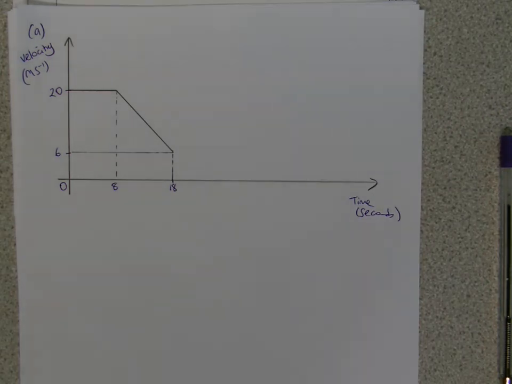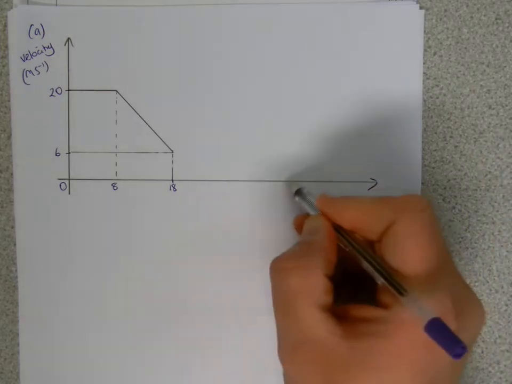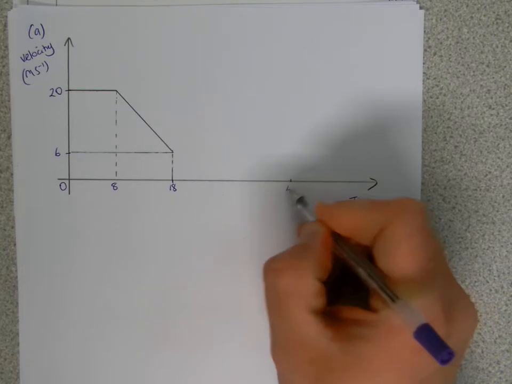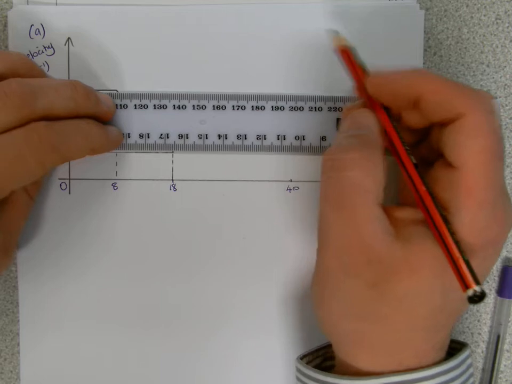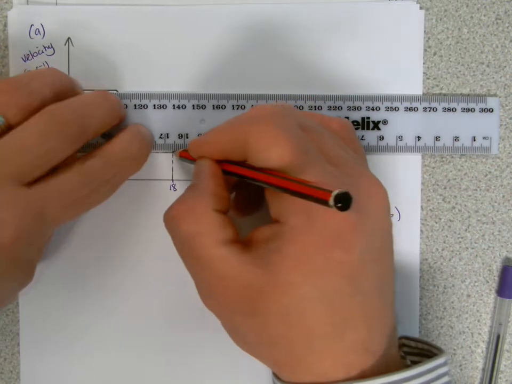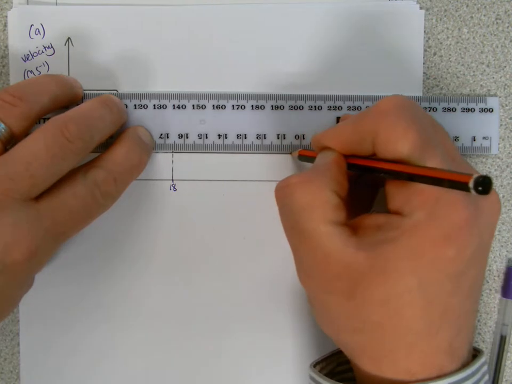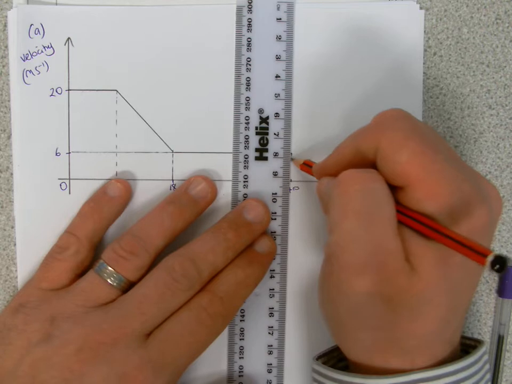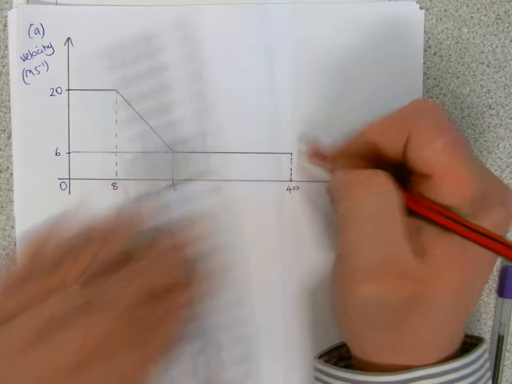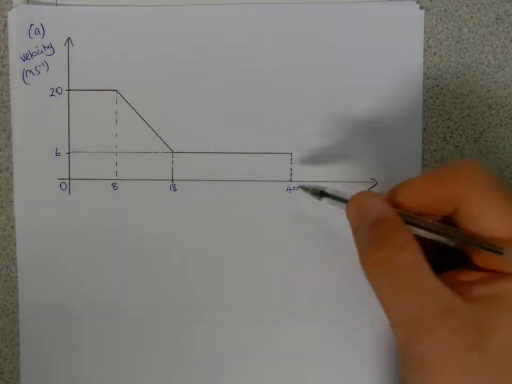It maintains this speed until we get to time equals 40 seconds. Well, that's 18, so 40 is going to be about there roughly, isn't it? So it maintains this speed. In other words, it keeps going at 6 meters per second. So we need another flat line to show that it's not accelerating, it's not decelerating, it's going at a constant speed. So we have a flat line, gradient is 0, acceleration is 0, and it stays at 6 meters per second until time is 40.